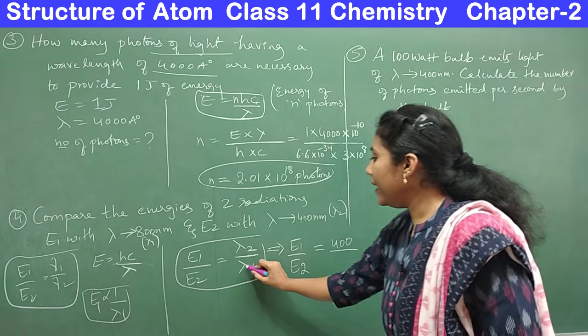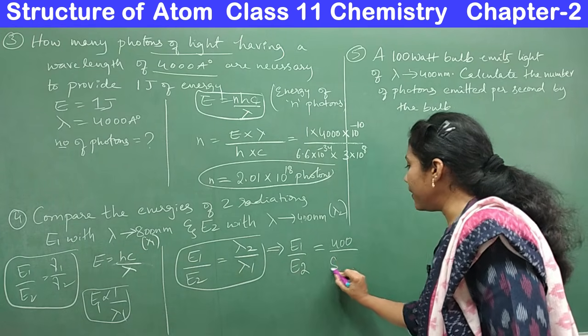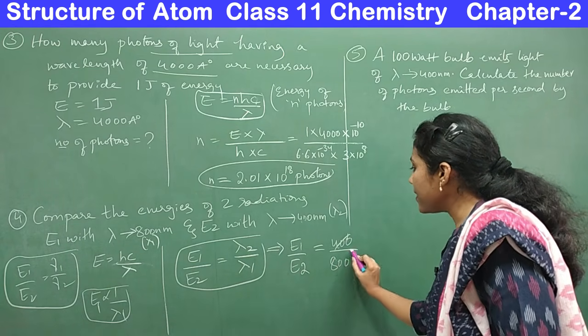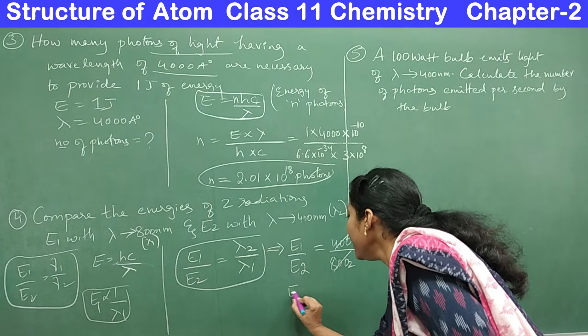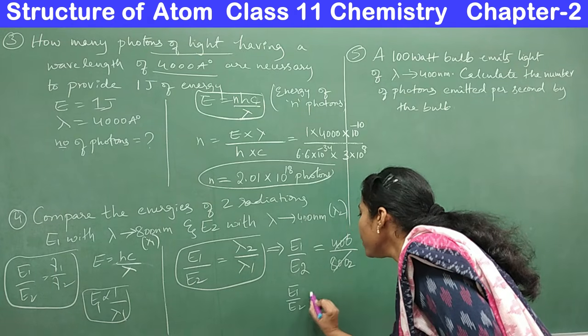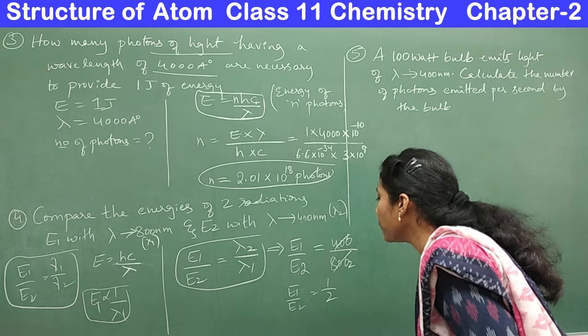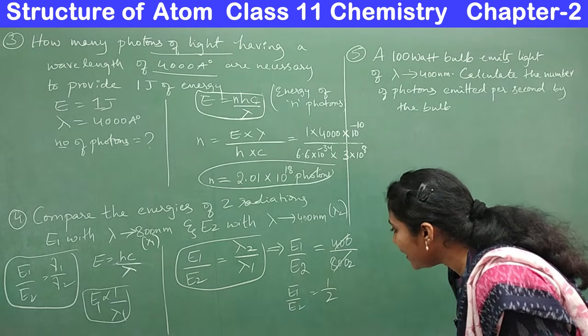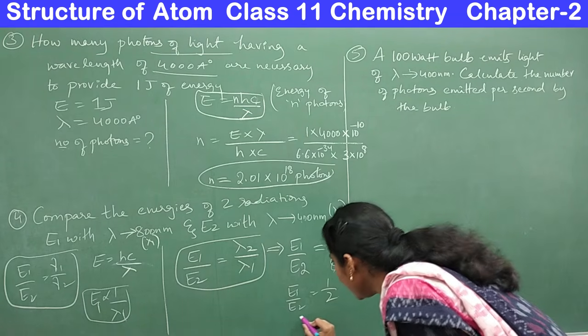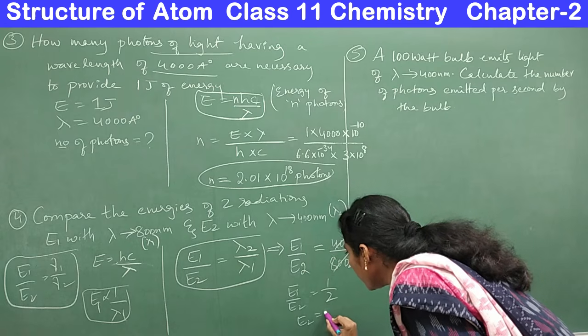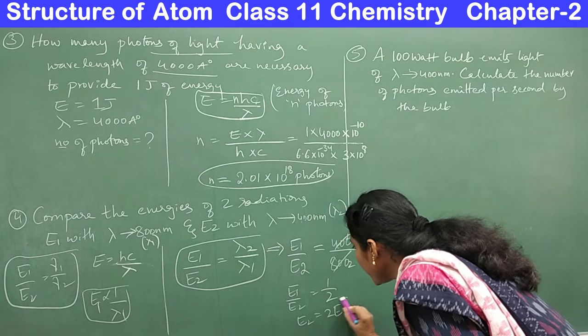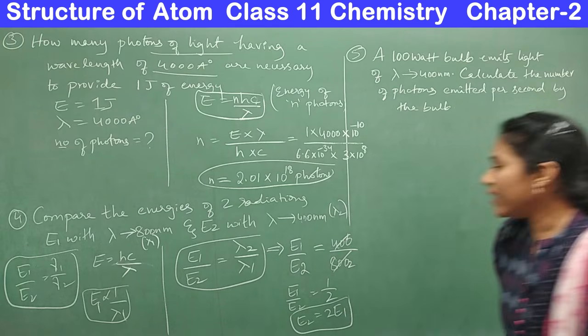So divided by lambda 1. Lambda 1 is 800. Say 1s are 2s are. So E1 by E2 is equal to, you will get 1 by 2. So what is the relationship between E1 and E2? So definitely E2 is equal to 2E1, isn't it? So this is your answer.